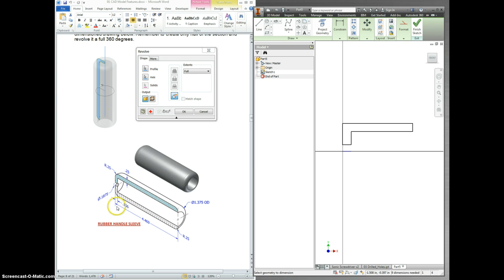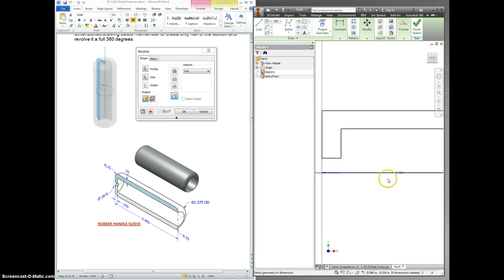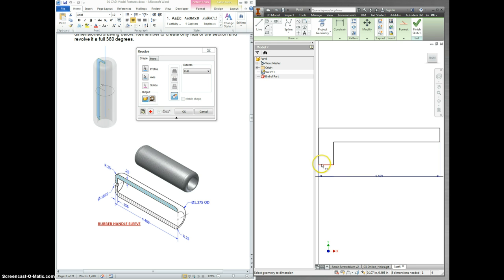First off, the easy ones we can get to first. 4.469, and that's from this point here to this point here. I'm picking points instead of lines because I'm going to modify these lines later, and it may not like that if I don't pick the points. So 4.469, enter. That should scale everything because it's the first dimension we add to it.